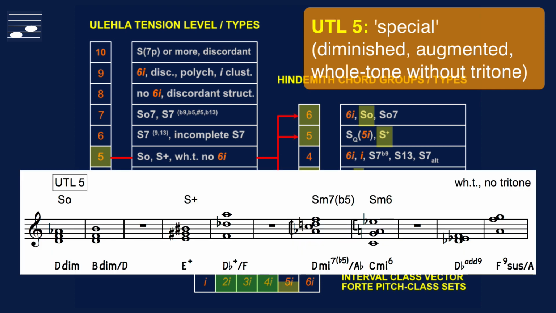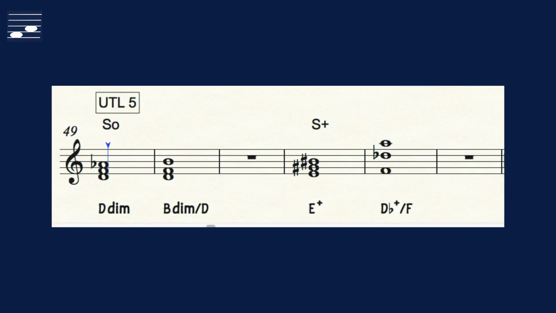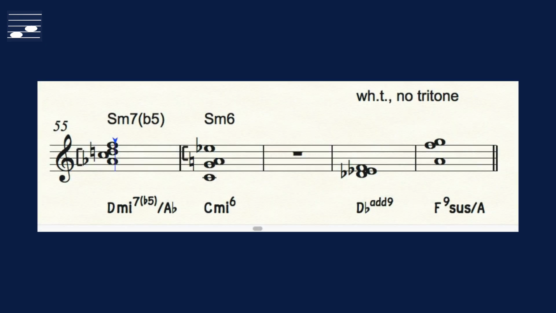Here are the examples. Note the C minor 6 chord in the middle, which is equivalent to a half-diminished chord structure. There is only one possible whole tone triad at UTL 5. I'll play the diminished and augmented triad first. And then the other example structures.